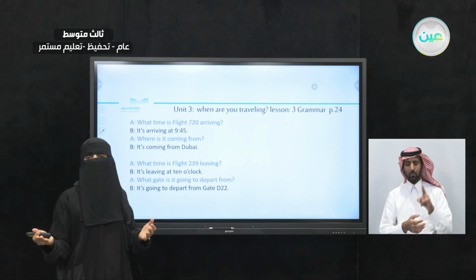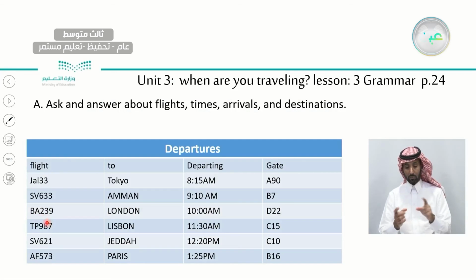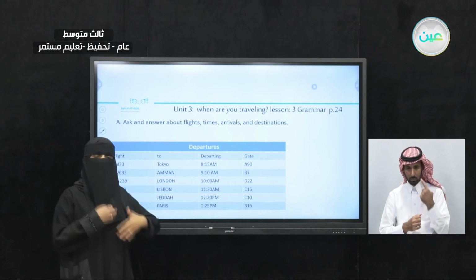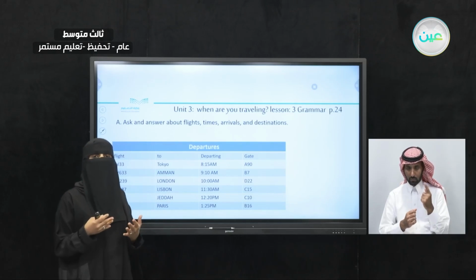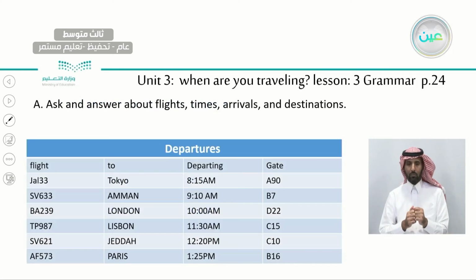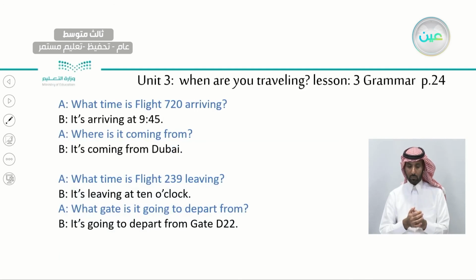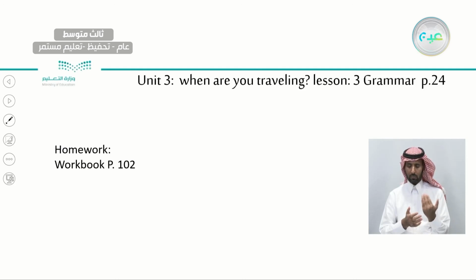When is flight TP987 leaving? You will say 11:30 a.m. From which gate? You will say C15. Can you look at the tables and make up more questions and ask your friend, and then your friend will ask you questions about the tables, okay? That's it for today.